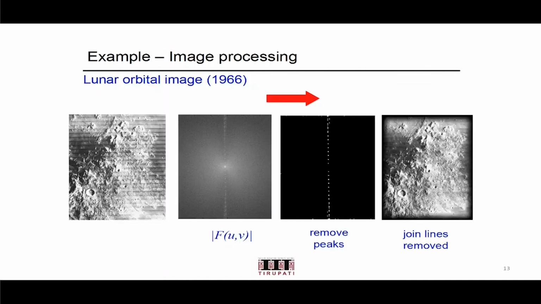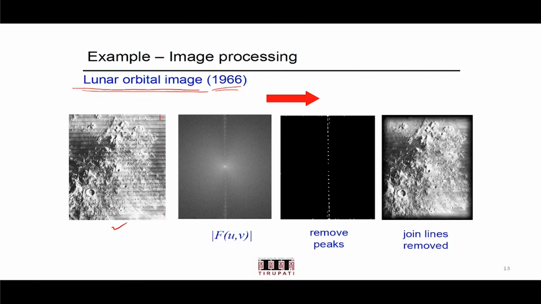Another application where you could use this is this image obtained from a lunar orbital image. Because of the rolling of the shutter, it is mentioned that you are getting this kind of periodic effect in the background. This was done way back in 1966. You have limitations from the camera point of view, and that's why you had this.